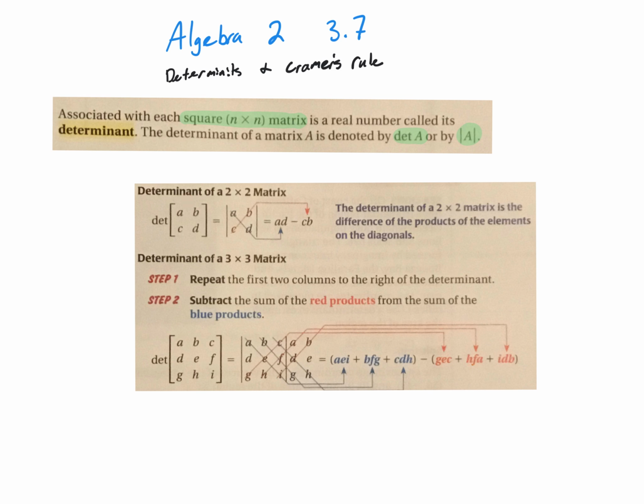3x3s take a little bit longer. And notice if you just rewrite these first two columns outside, notice that ADG, ADG, BEH, BEH. You take the main diagonals going down, and you find those products. So AEI, it's right there. Next main diagonal right here. Next main diagonal right here. So you sum those three up, and then you do the upwards diagonals, sum those three up, and then you subtract the first one minus the second one.